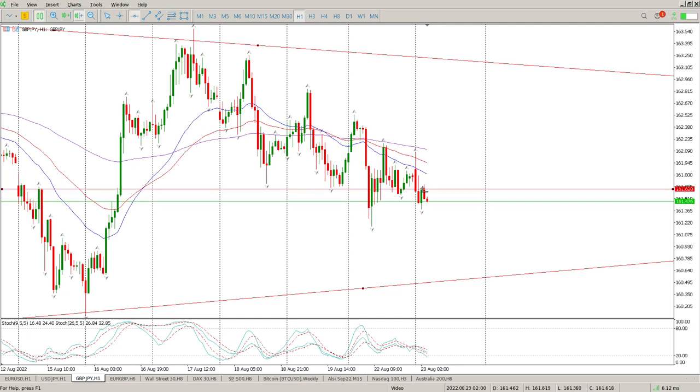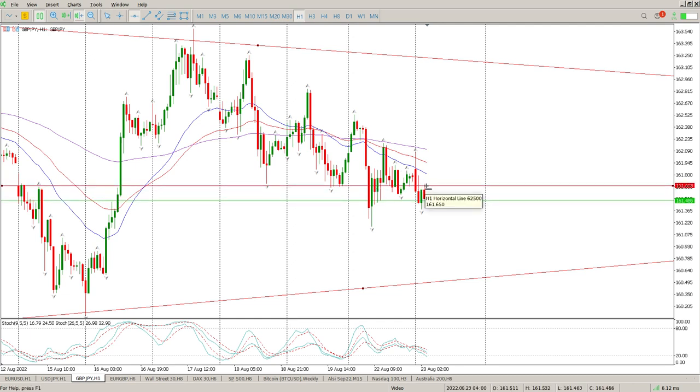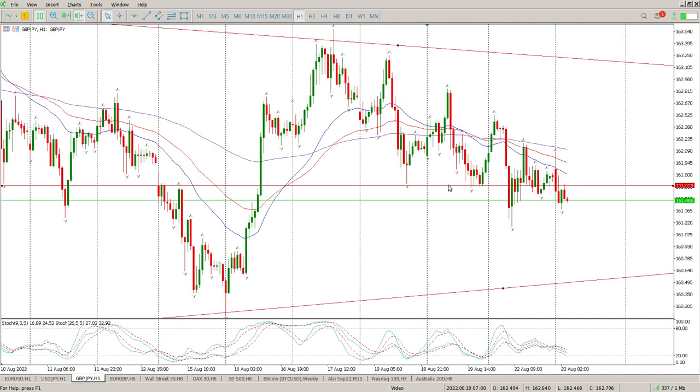So the only area that I would be looking at for a short is going to be a rejection of 161.668, but I don't think you're going to get much. I suppose that has been tested.